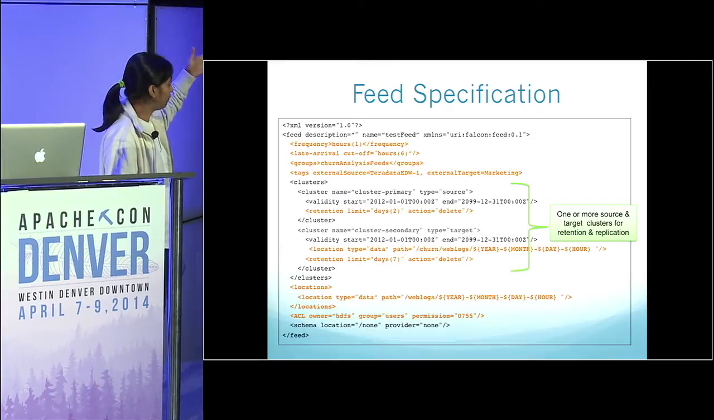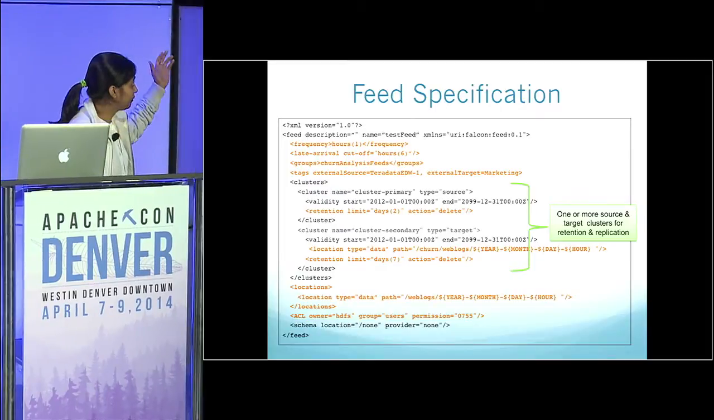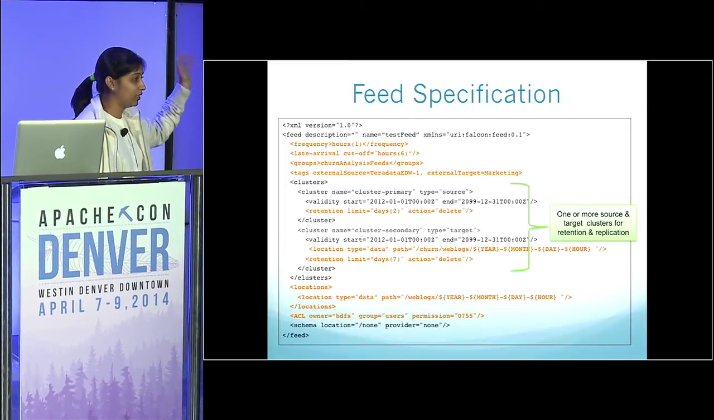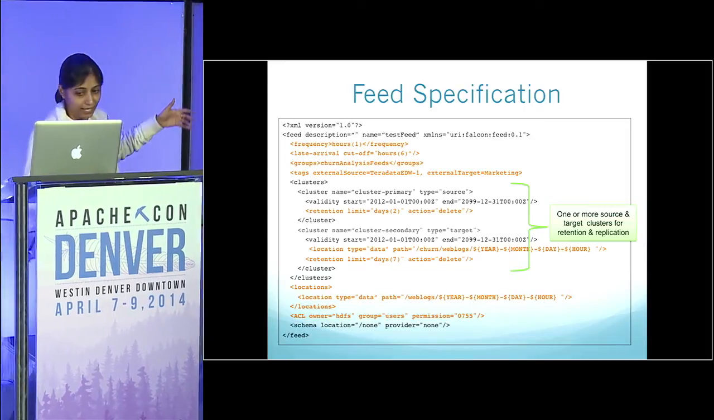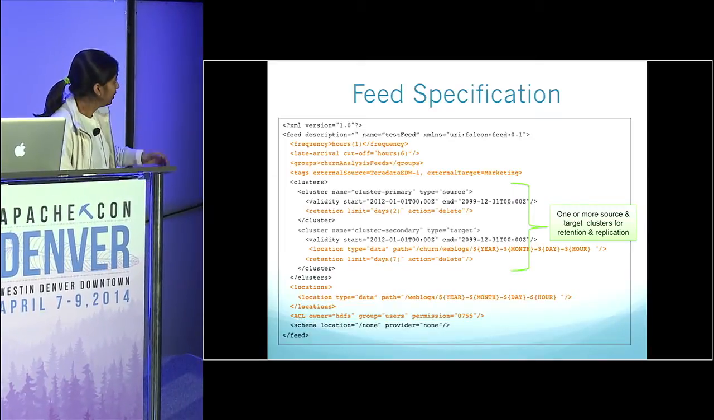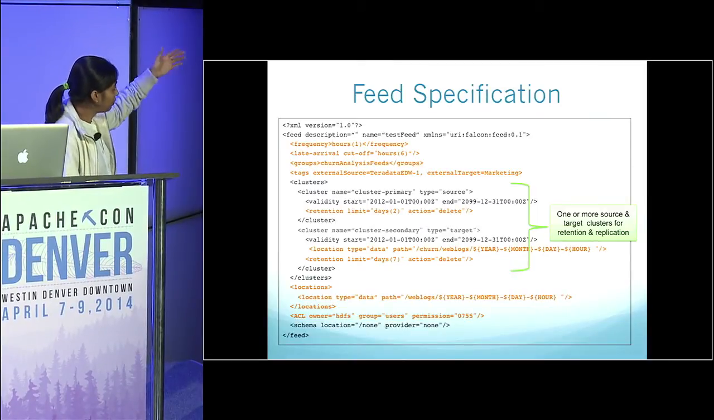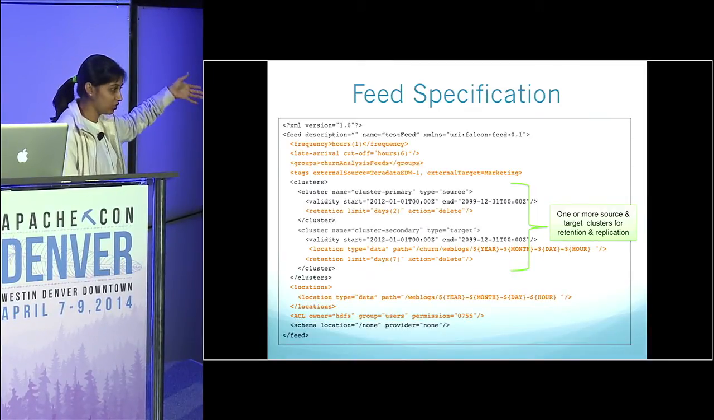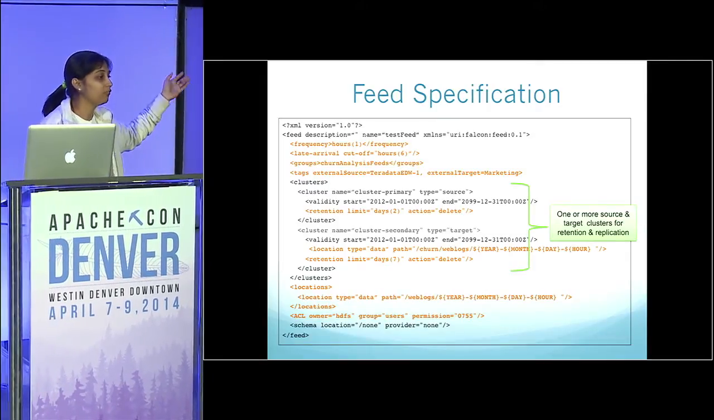This is an example of a feed. So a feed has a name again, and it defines the frequency at which the data is available on the cluster, and the late arrival, which basically defines how late this data can come. And it also supports groups and tags, which are useful if you want to tag the feed. And it also defines in which clusters this data is available, from what time to what time this data is available, what is the retention on the data in each of the different clusters, and the type equal to source and target defines the replication.